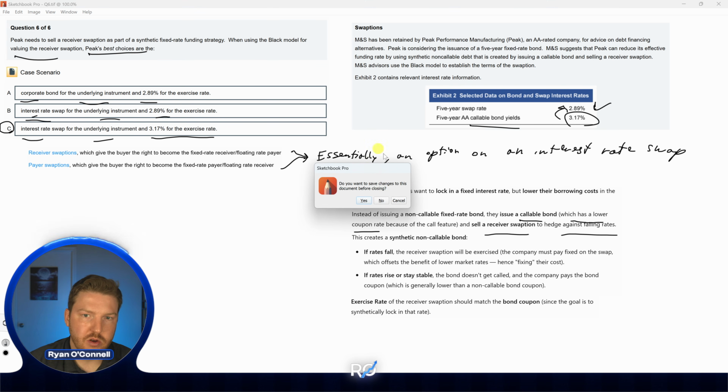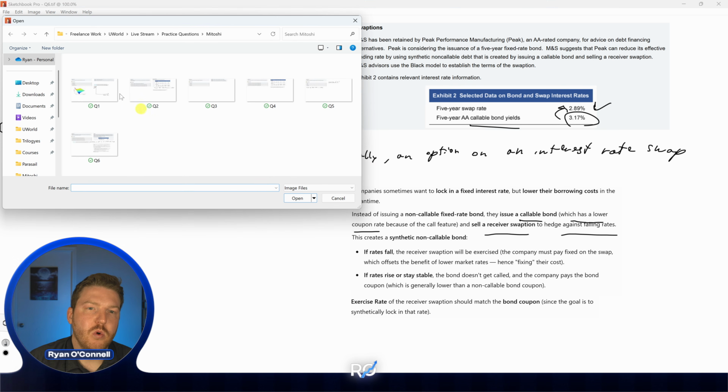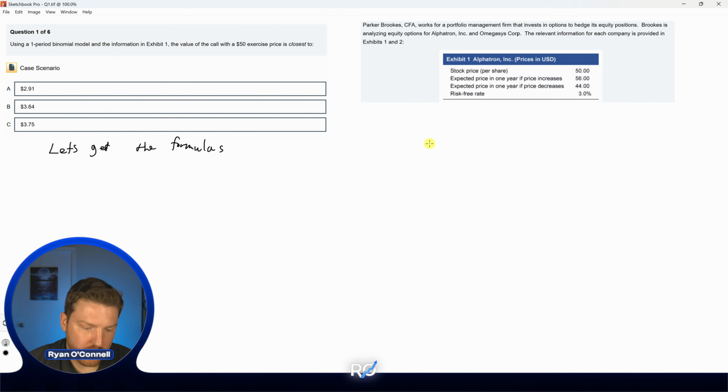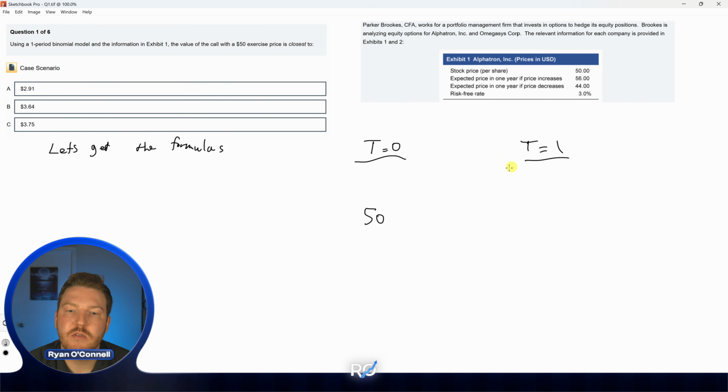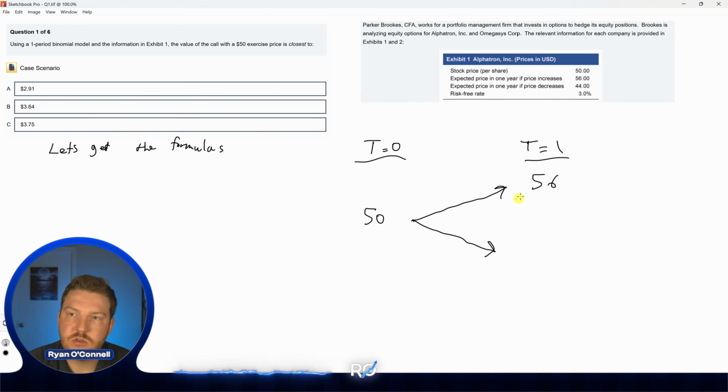So if you're not familiar with binomial models, it's kind of like we're taking a price and then we're assuming there's like 2 different ways it can go. So let's draw this out. The current stock price is 50, and this is at time equals 0, which is today. Then at time equals 1, 1 year from today, we can either go up to a value of $56, or we can go down to a value of $44 for the underlying stock price.